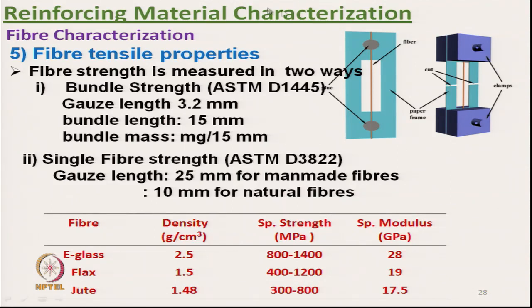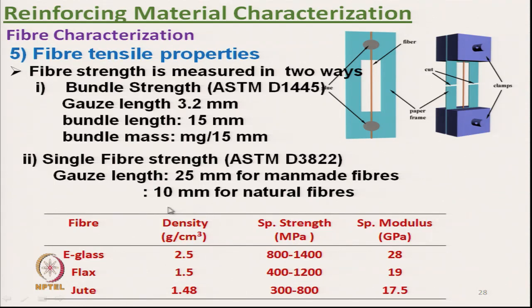This is the paper frame, and the paper frame along with the fiber is placed on the tensile tester. After that these two sides are cut and these are the clamps, and then we can test the single fiber strength. Okay. And these are the typical characteristics of fiber strength, for fibers like e-glass, flax and jute.